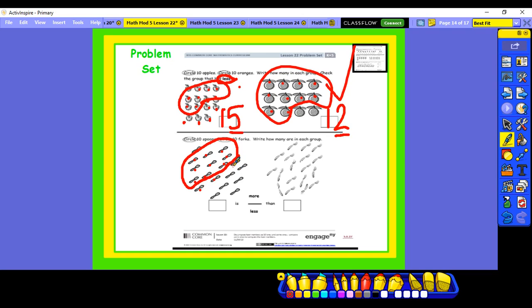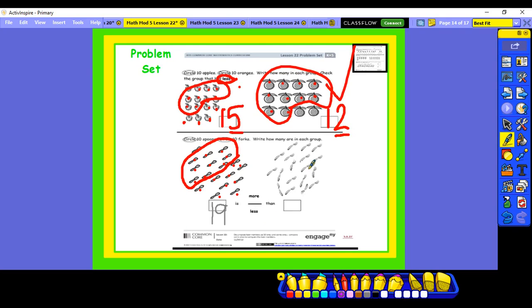1, 2, 3, 4, 5, 6, 7, 8, 9. I have 10, 9 spoons. What is this number the teen number way? Remember, hide the 0. 19. How many forks do we have?